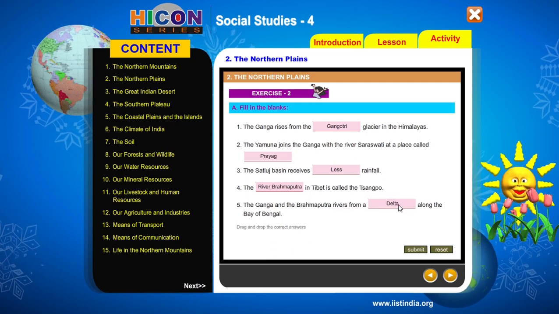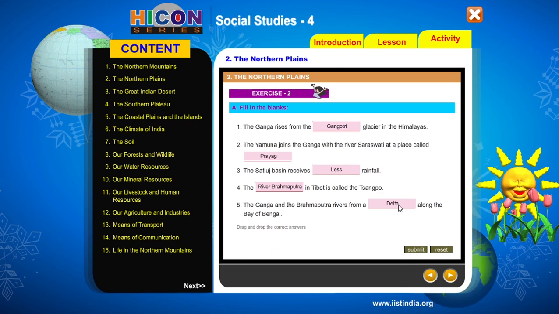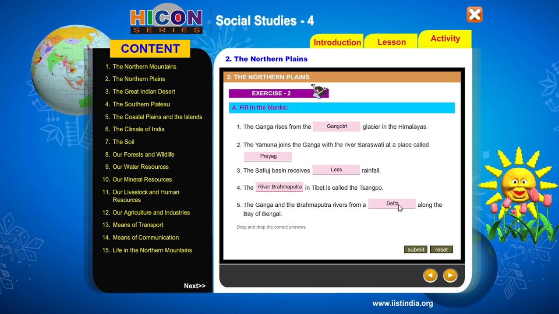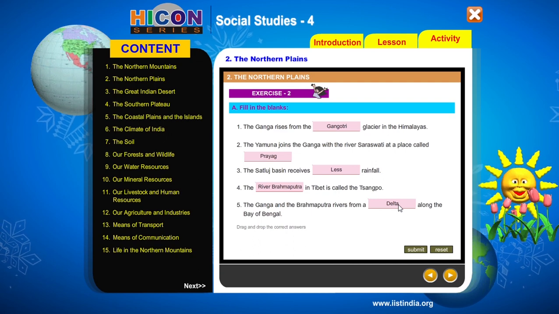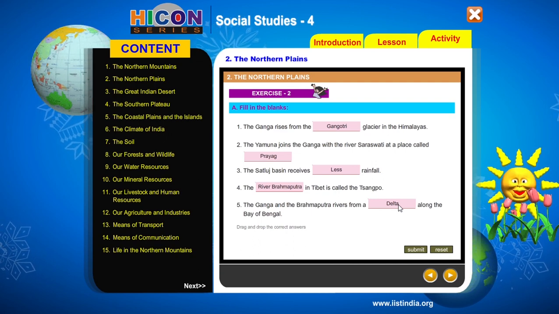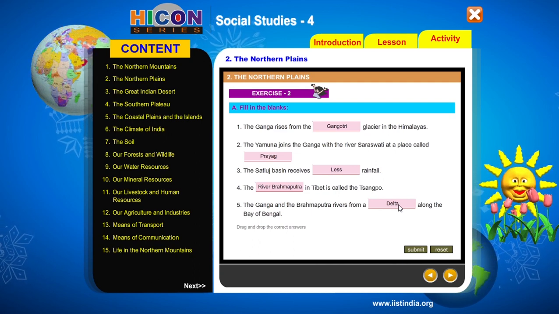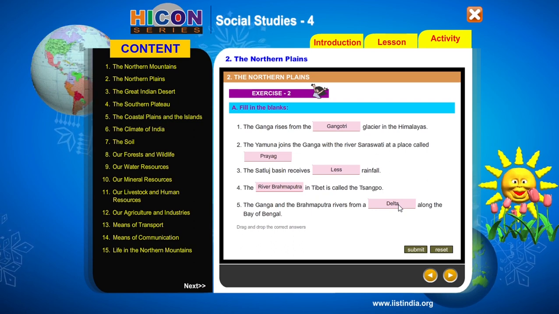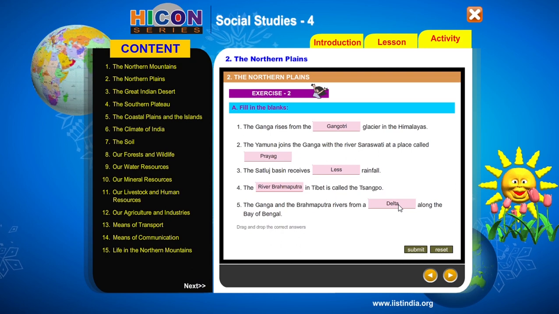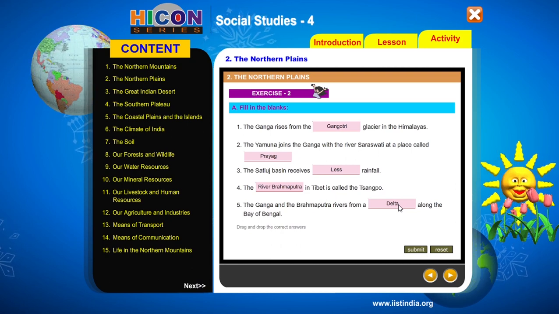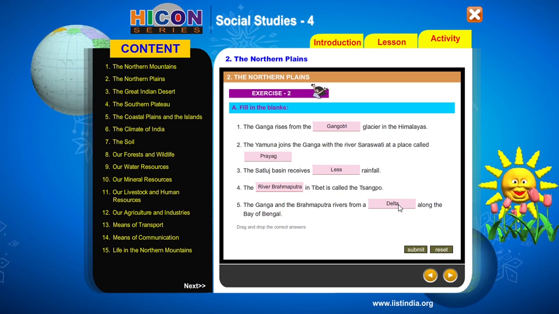Right? So we have completed all the 5 sentences now. We will read them once again. Right? The Ganga rises from the Gangotri Glacier in the Himalayas. The Yamuna joins the Ganga with the river Saraswati at a place called Prayag. The Satluj basin receives less rainfall. The river Brahmaputra in Tibet is called the Zangpo. The Ganga and the Brahmaputra rivers form a delta along the Bay of Bengal.